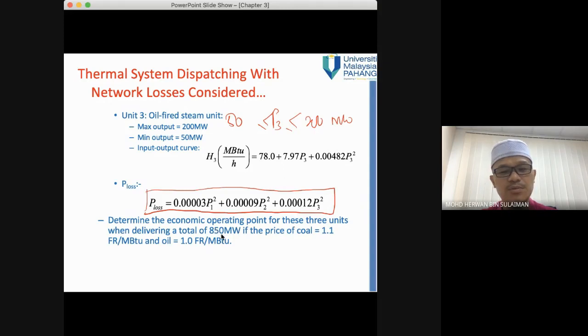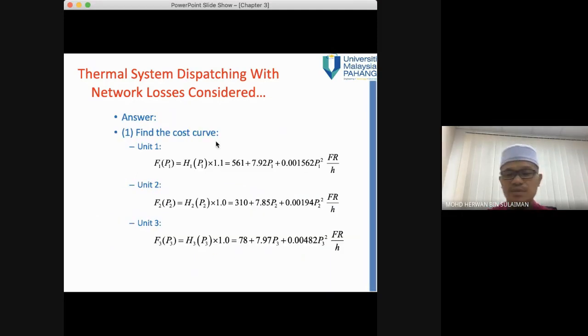Okay, the question is similar to the previous one, but now we consider the loss. The load, our demand, is 850 megawatts. Our price of coal is 1.1 ringgit, and our price for oil is 1 ringgit per MBTU. So how to do it? Similar to the previous example, we need to find the cost function for unit number 1. You need to multiply by the unit price: this one is the unit price for coal, this one is the unit price for oil.